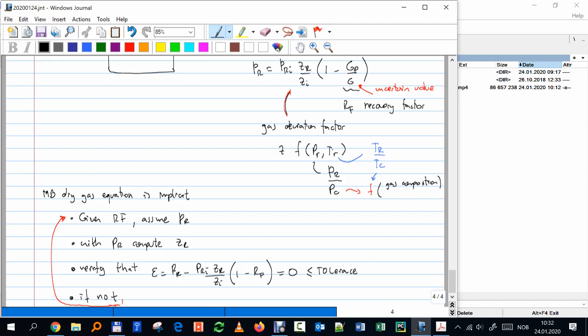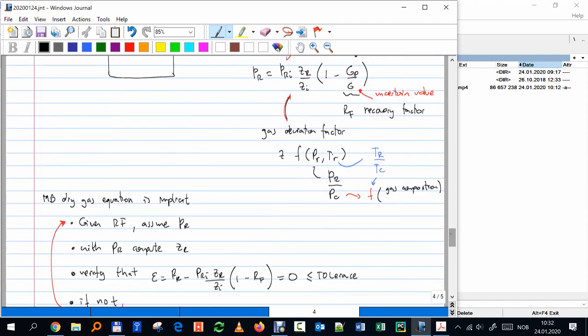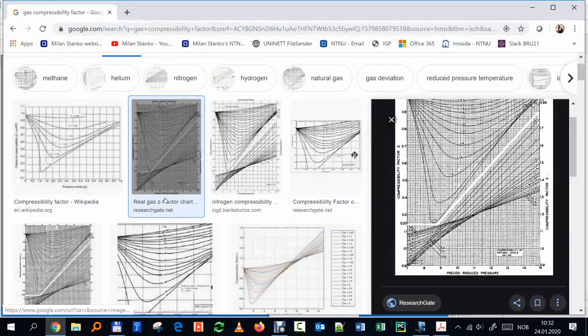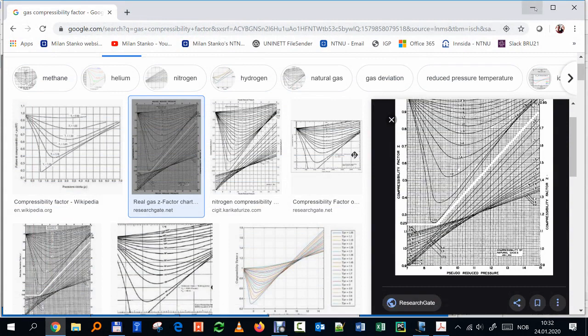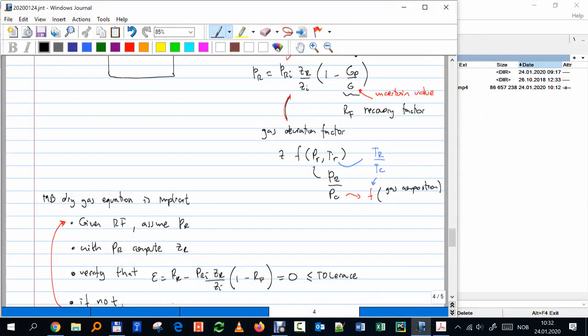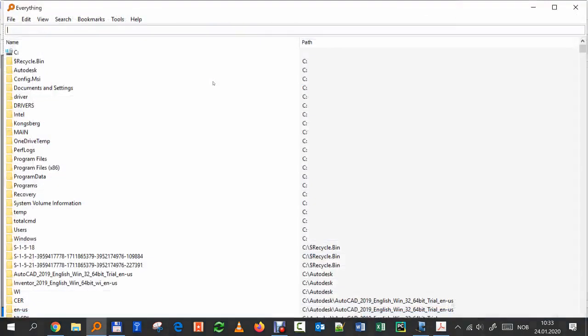So in our exercise, we don't want to have this manual process of reading from the chart, because we might have to iterate and try different pressures, and we want to avoid manual intervention. So for that, we're going to use something you can read about.